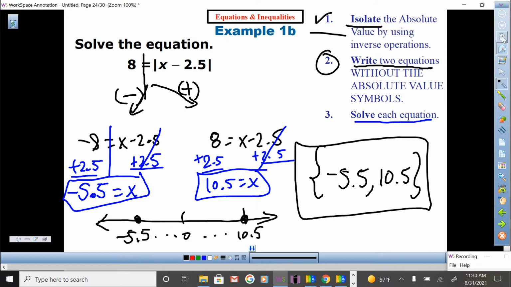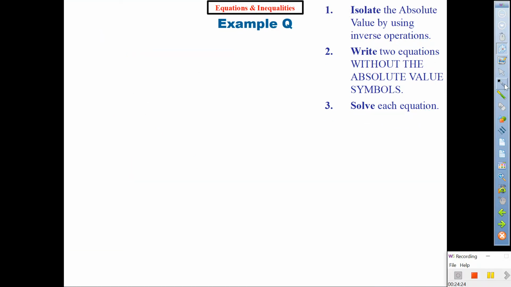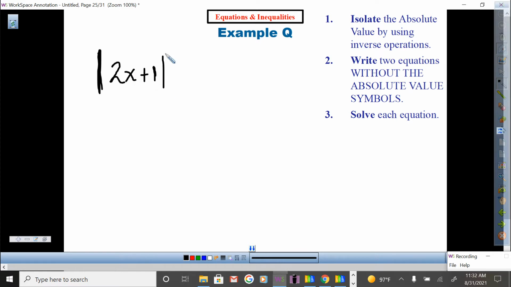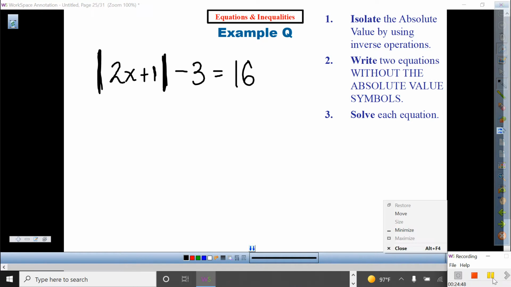Example Q. Write this down. Example Q, we got absolute value. Inside of the absolute value, you have 2x plus 1, close the absolute value, minus 3 equals 16. I'll give you a head start for that one, see how you do.